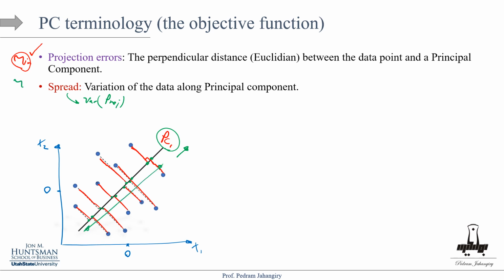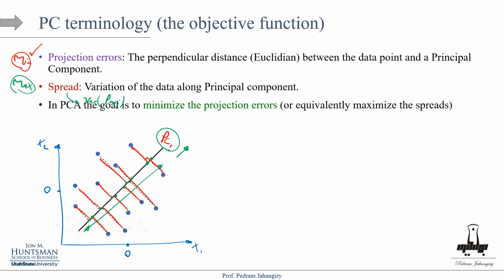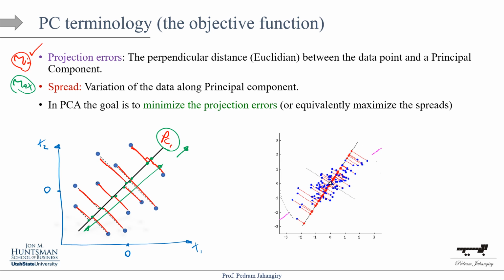And I'm telling you that maximizing the spread or minimizing the projection error, these are, oops, let me go ahead and erase it. They're the same thing, right? They are two sides of the same coin. So in PCA, the goal is to minimize the projection errors or, equivalently, maximize the spread. And I think this visualization is going to help you a lot to understand it. So let's focus on minimizing the projection errors first. In this plot, what are the projection errors?